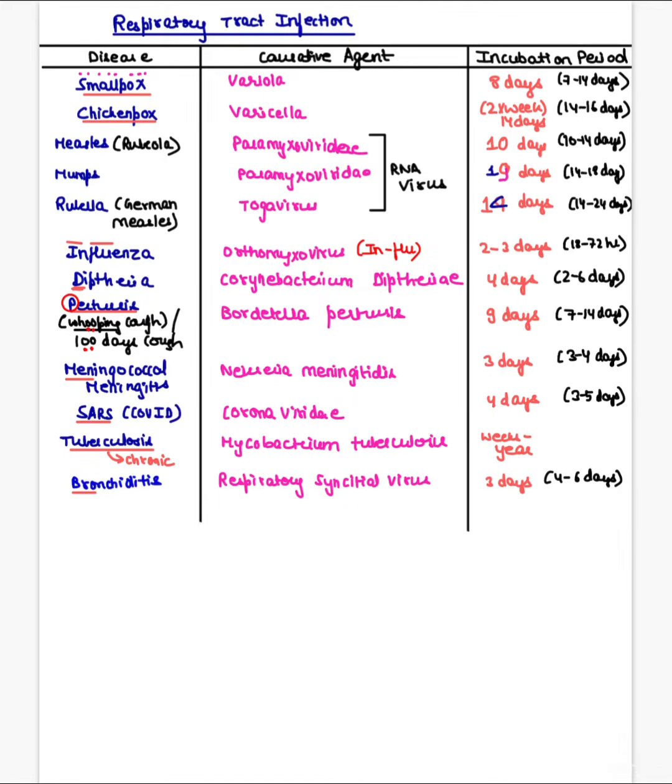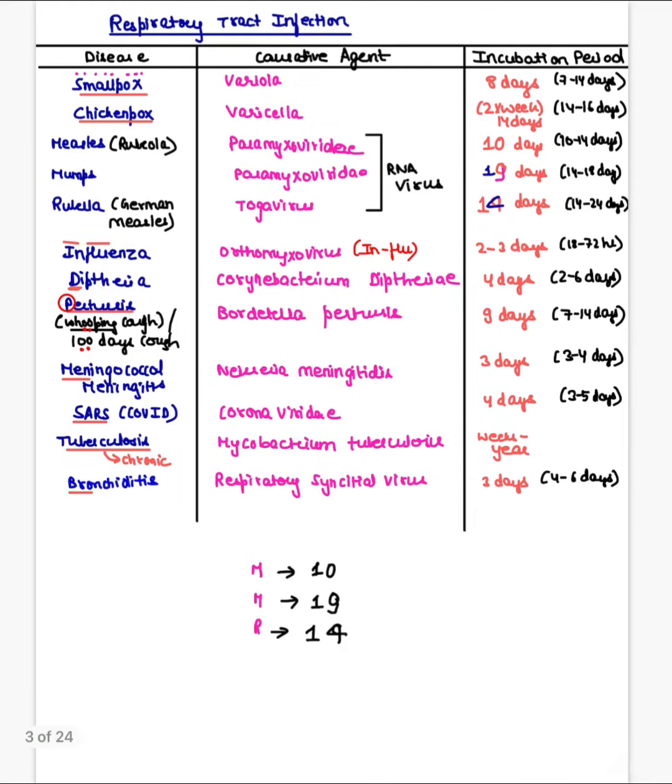Then coming to measles, mumps and rubella. See, this is very simple. How I have remembered, if you try to remember like this, that becomes easy. Measles, you remember 10 days. Then mumps, out of 10, make it a 9, so that your mumps becomes a 19 days incubation period. Then coming to rubella, out of this 9, make it a 4, that is 14 days. So that is 10 days, 19 days and 14 days.